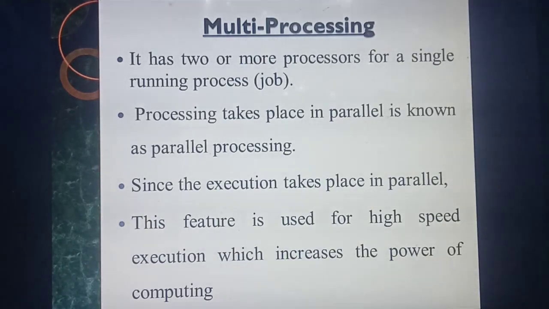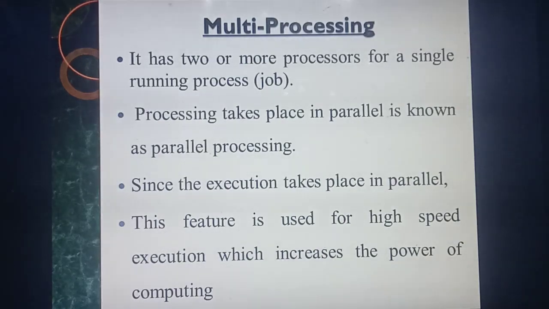Understood what I mean by multi-processing? 2 or more processes are running for a single job. So more number of processes for a single job is called multiprocessing. This kind of processing is always done in a parallel manner, not in a sequential manner. For example, one printer will be there, but that printer is connected to 4 systems.